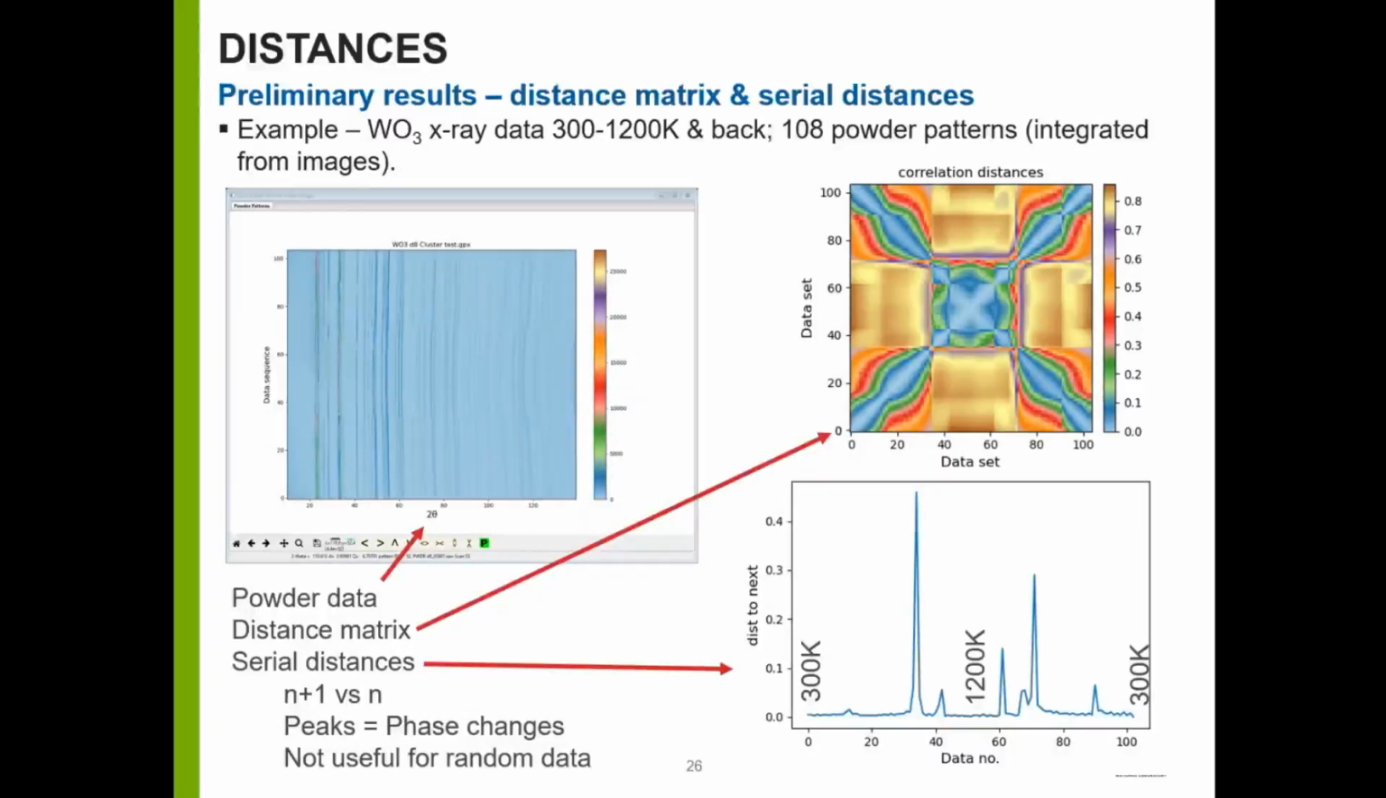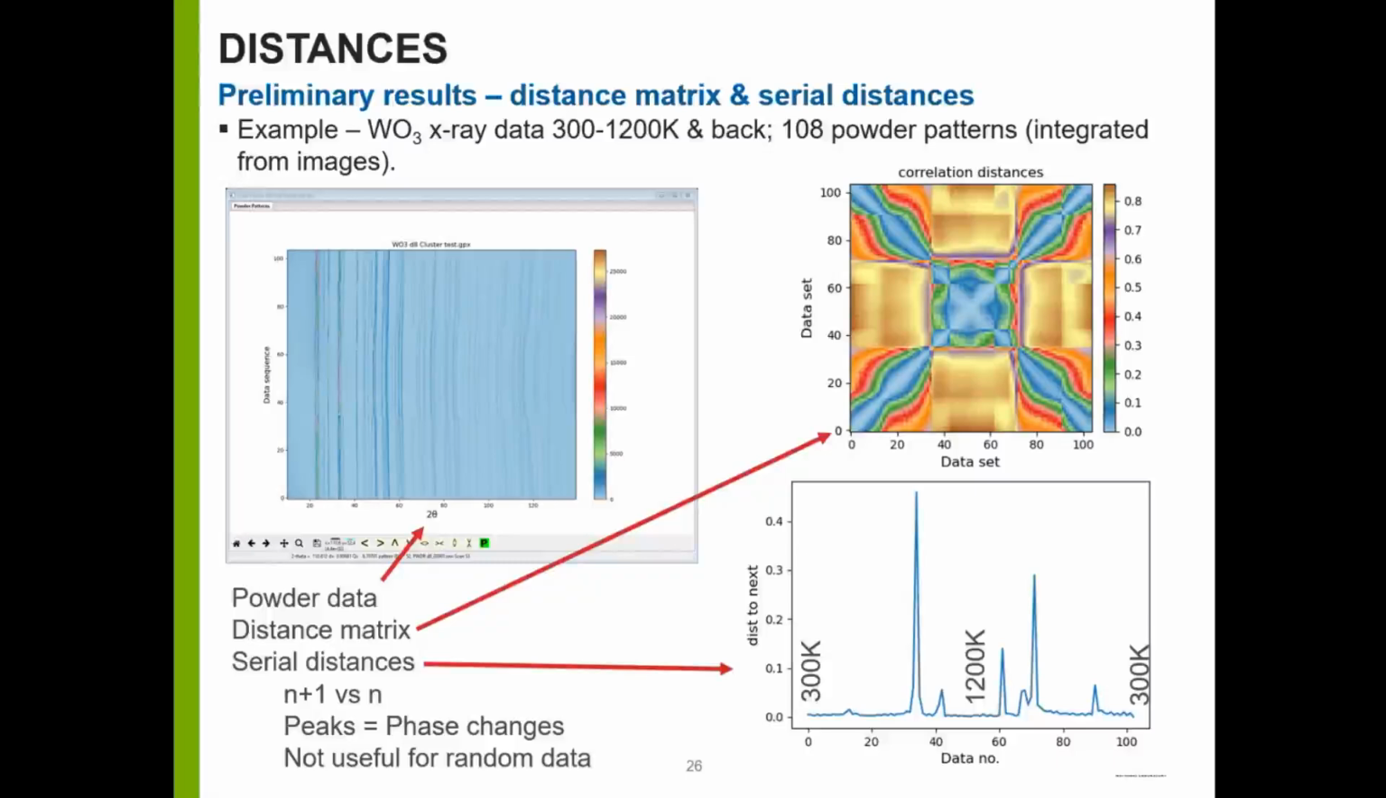Distances again. So here's the data set of 108 powder patterns of tungsten trioxide taken at a range of temperatures from room temperature to 1200 Kelvin and back down. The material went through a bunch of phase changes going up and back down again. Now, what you'd want to do with this data set, of course, is study the change in the crystal structure from point to point. But I'm just using it as a demonstration of what clustering can do with it.